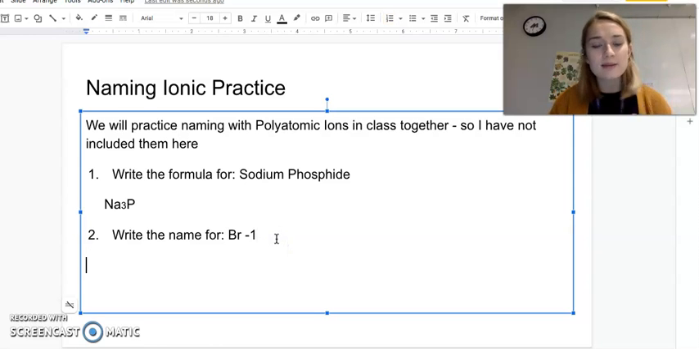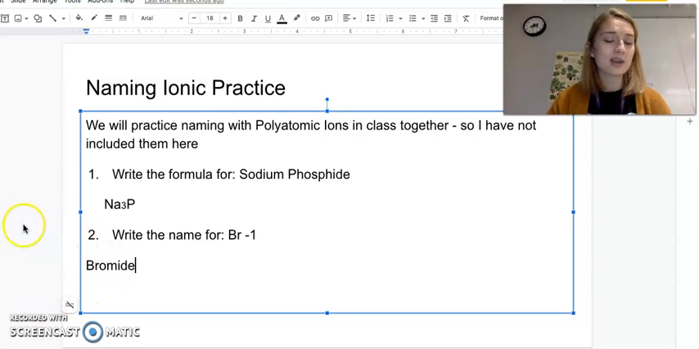My second question, again, pause the video here, give it a try on your own. Hopefully you did it just fine. What I notice here is that it's a monatomic ion, just a single ion. So I have Br, which is bromine, -1. Since it's just a monatomic, a single atom, all I have to do is change the ending to IDE. So it would be bromide. And that would be it.